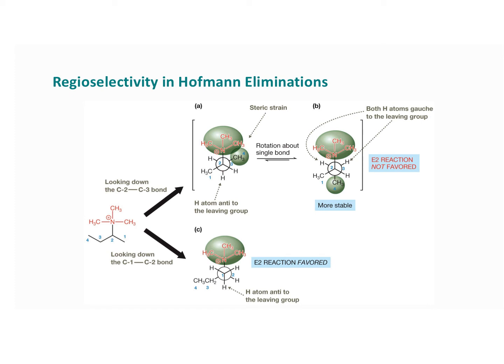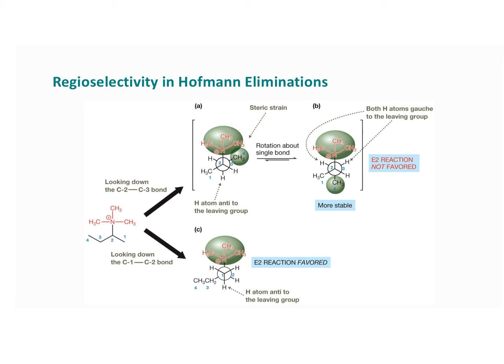So the regioselectivity, as we mentioned, of the Hofmann elimination reaction can be explained by the steric bulk of the amine leaving group. And so I want you to remember from chapter 8 that E2 reactions are favored when the proton and the leaving group that are eliminated are anti to each other. Okay?